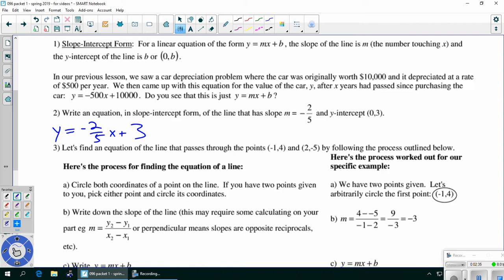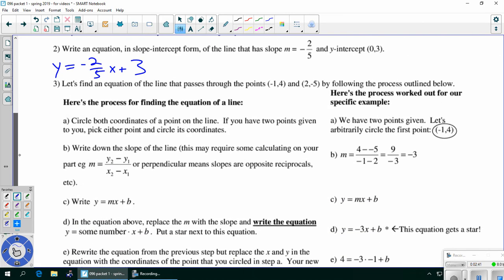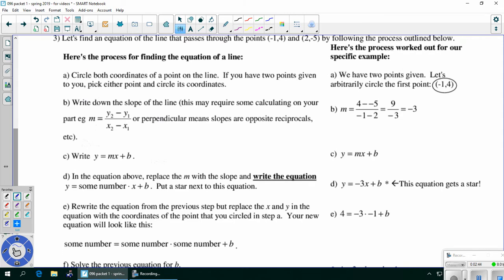Let's find an equation of the line that passes through the points (-1, 4) and (2, -5) by following the process outlined below. Okay, so the process is written here in English in the left-hand column, and then the steps are written over there in the right-hand column, but I don't want to just read and point. I want to do this problem from scratch.